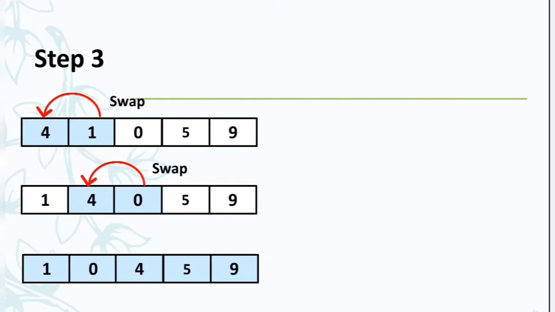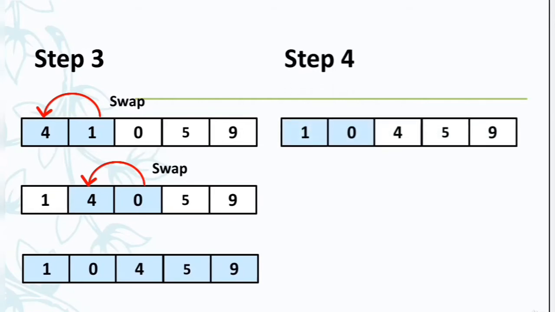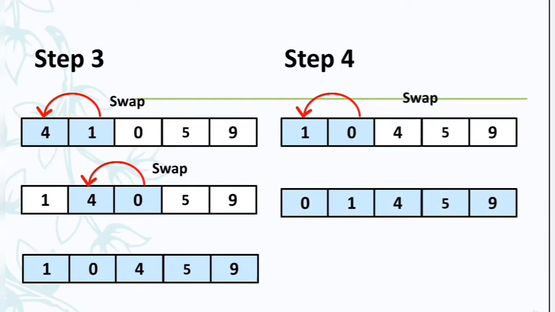But again this array is not sorted, so we have to go for step 4. That is, this was the last array we found. And again we compare the elements at 0 and first position. In this case, as 0 is smaller than 1, a swap takes place. And at last we get the array which is now a sorted array. So this is how bubble sort works.